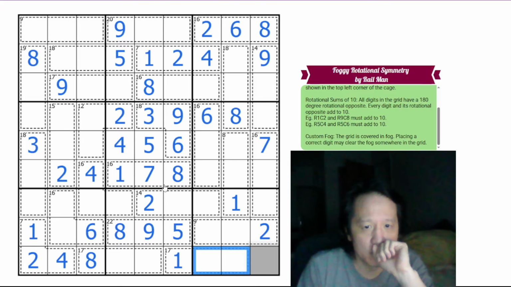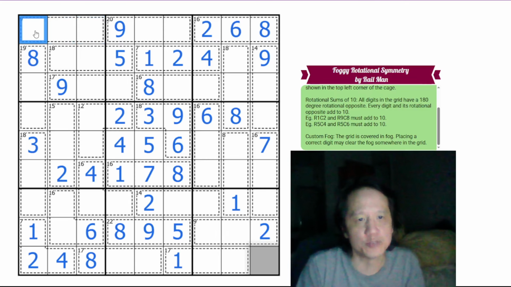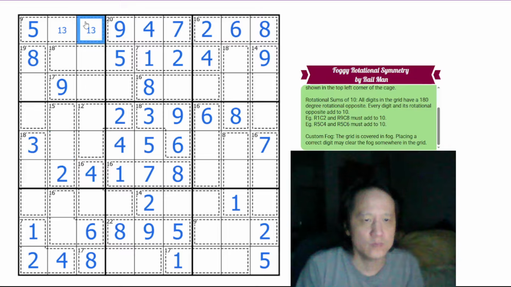4. So these must add up to 4, which makes this a 5. So this is 5, which makes that 5. This becomes a 1-3 pair here. This has to be a 4-7 pair. This can't be 7 because of 7 in the column. So this is 4, which makes that 7. 4 is opposite 6. 7 is opposite 3.